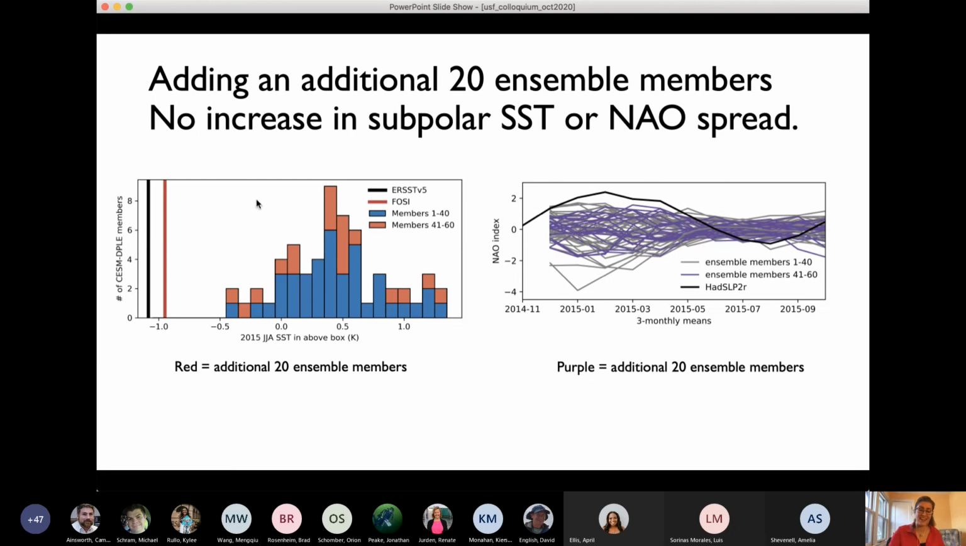And for sea surface temperature, the fact that the ensemble mean is positive, even though we're starting from a cold state, really suggests that something about the initial conditions is at fault. Even if we add more ensemble members, it's going to be very difficult to increase the spread on the negative side down towards where the observations were.